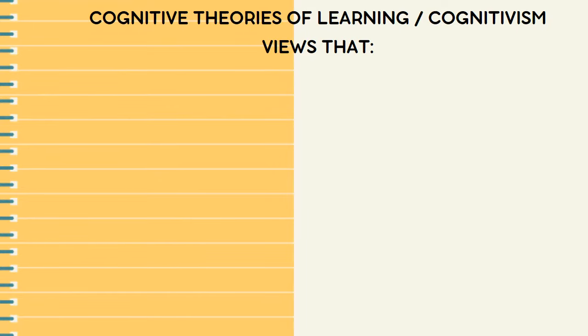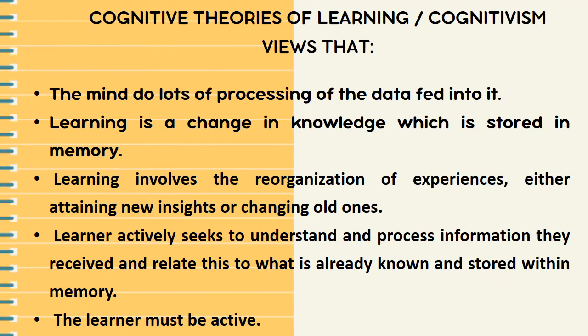Cognitive theories of learning, or cognitivism, views that the mind does lots of processing of the data fed into it. Learning is a change in knowledge which is stored in memory. Learning involves the reorganization of experiences, either attaining new insights or changing old ones. The learner actively seeks to understand and process information they receive and relate this to what is already known and stored within memory. And lastly, the learner must be active.